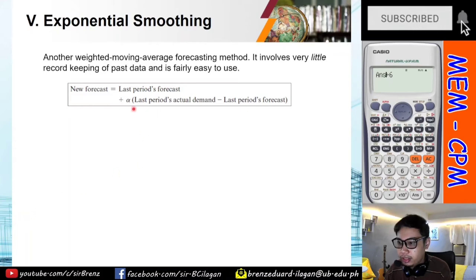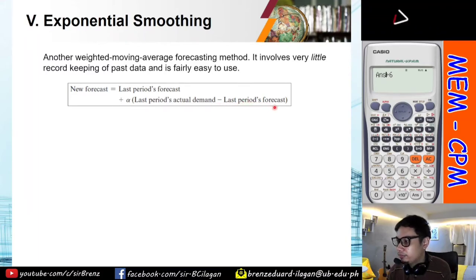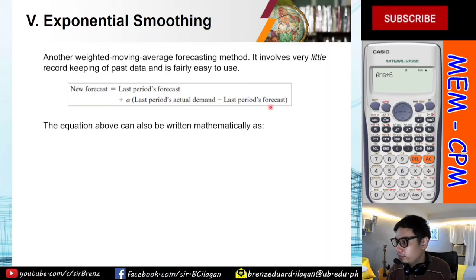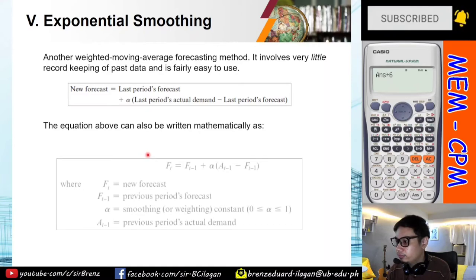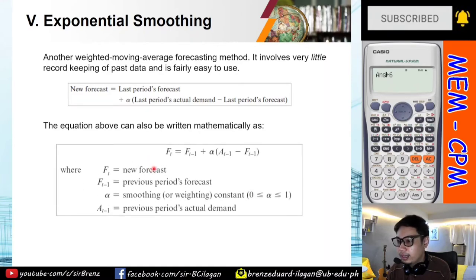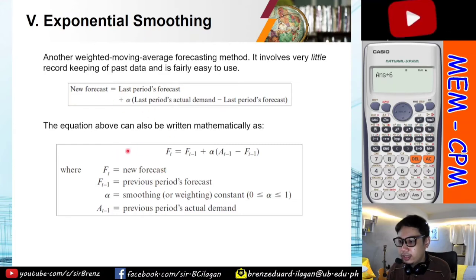Kunin ko lang yung pointer. So, multiply by the quantity of the last period's actual demand minus the last period's forecast. So, this formula can be shown as follow. Ayan. So, ito pa yung isang representation ng equation na to.